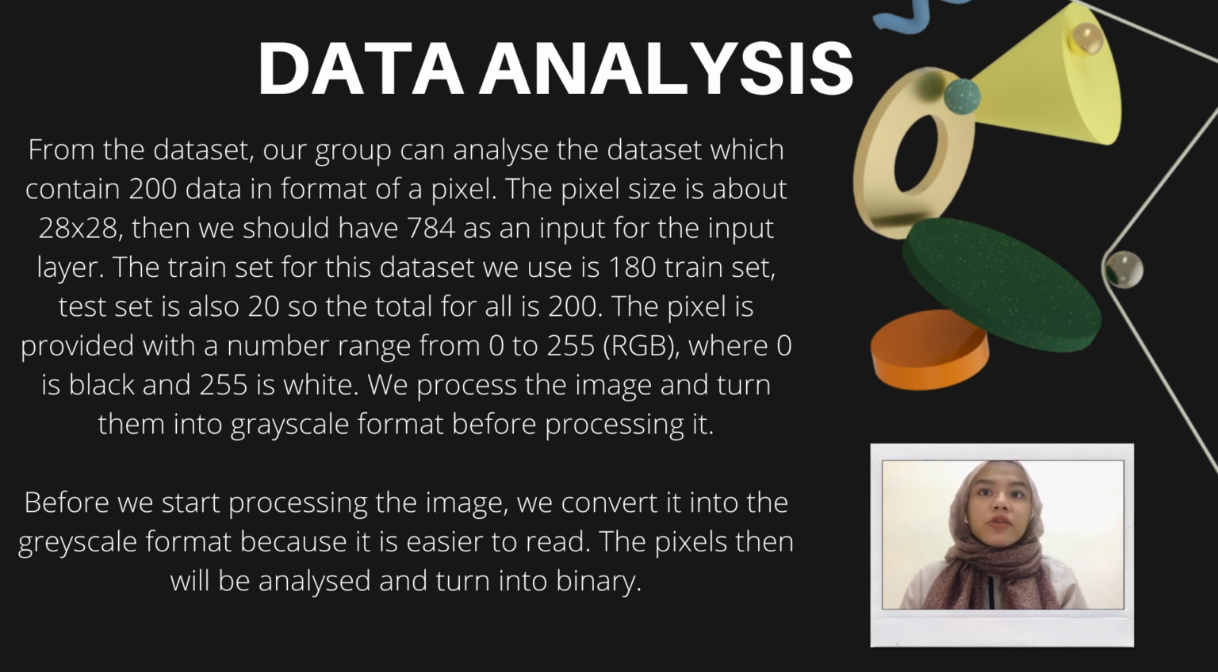The pixel is provided with a number in the range 0 to 255 RGB, where 0 is black and 255 is white. We process it into the image and turn it into the grayscale format before processing it. Before we start processing the images, we convert it into grayscale because it is easier to read. The pixel then will be turned into binary format.